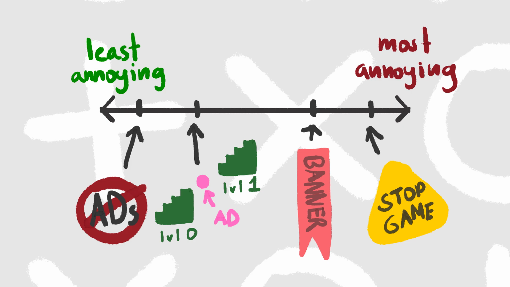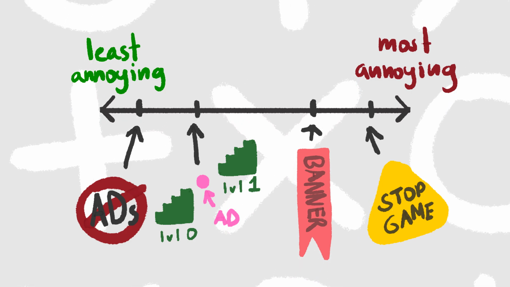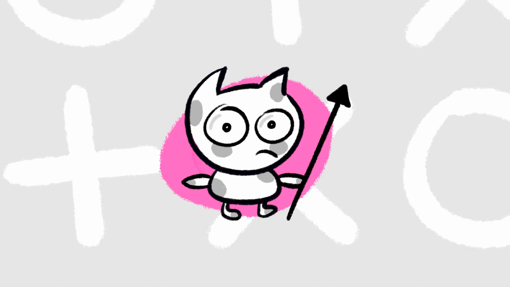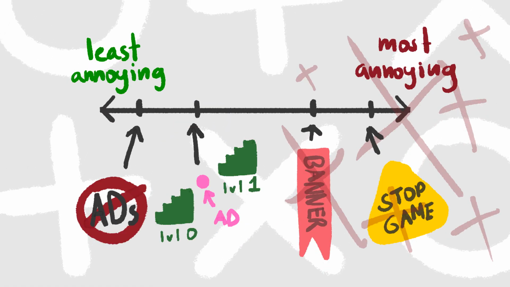So basically we have this whole range of different types of ads you can place in your game, from the least annoying to the most annoying. So what can I choose for my game so the player doesn't get annoyed by a lot of ads, but can still support the game if they want to?